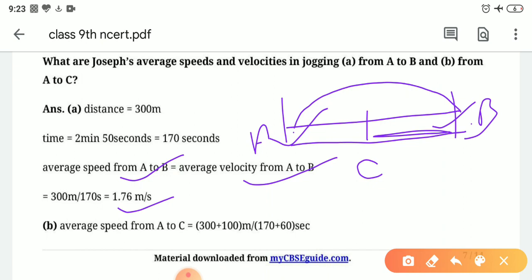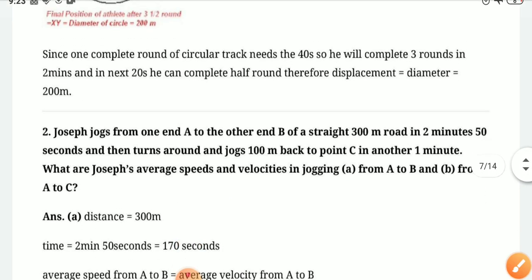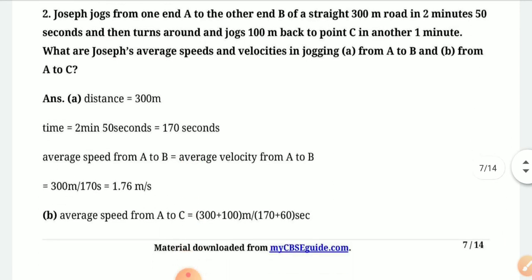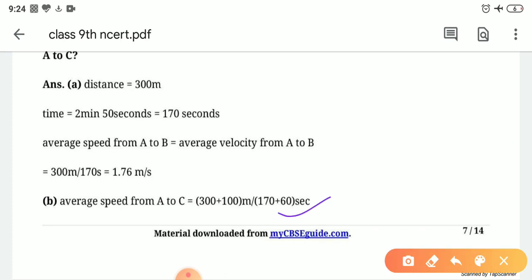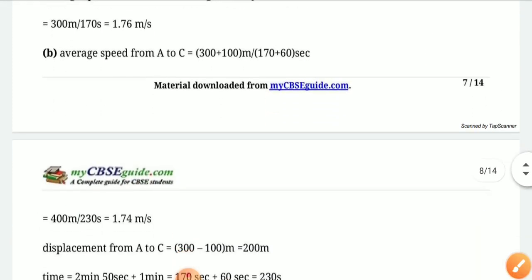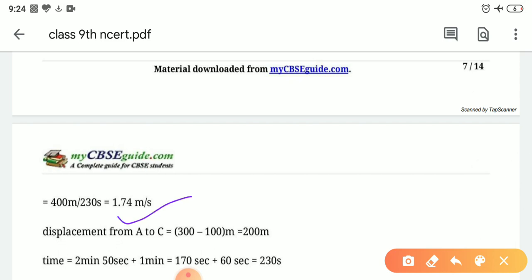And the total time in this case, we know that from A to B he takes 170 seconds, and from B to C it takes 1 minute. 1 minute means 60 seconds. Then we will add this time also. So in this case, total distance is 400 meter and the total time is 170 plus 60 seconds. After solving this we get our answer, that is 1.74 meter per second. That is the average speed from A to C.